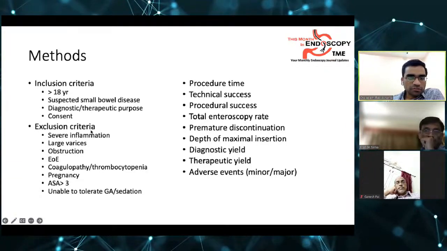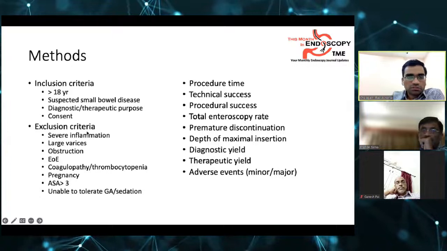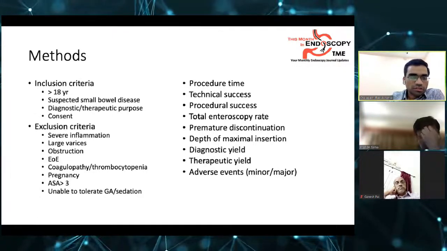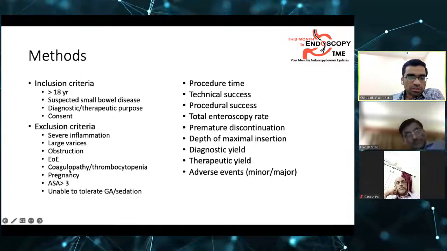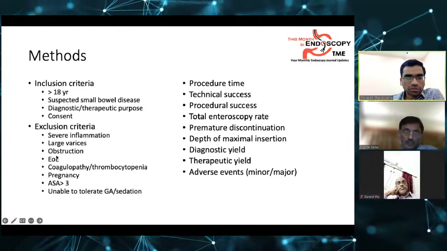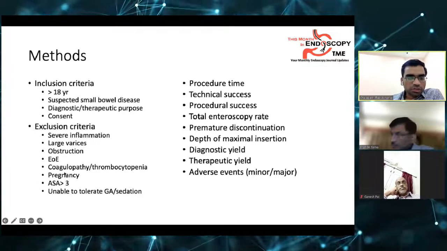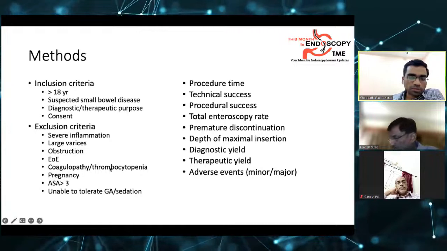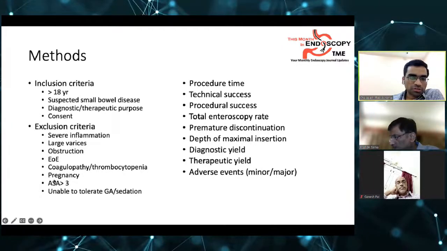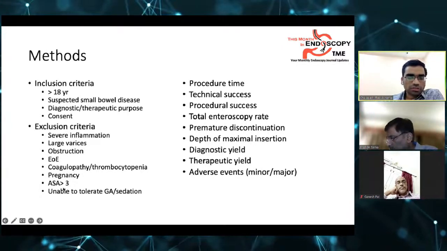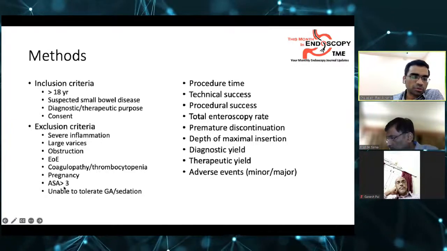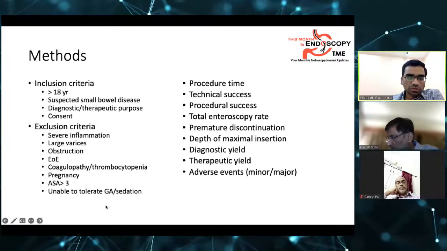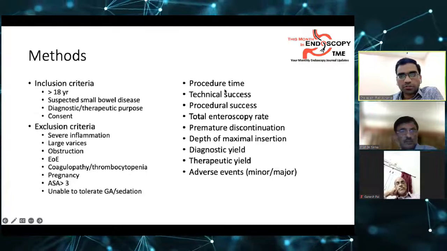But patients with severe GI inflammation like strictures or ulcers were excluded. Patients with large esophageal varices, intestinal obstruction, or eosinophilic esophagitis were excluded. Patients with coagulopathy and thrombocytopenia were excluded. Pregnant patients and those with American Society of Anesthesiology category more than 3 were excluded. Those unable to tolerate GA or sedation were excluded.